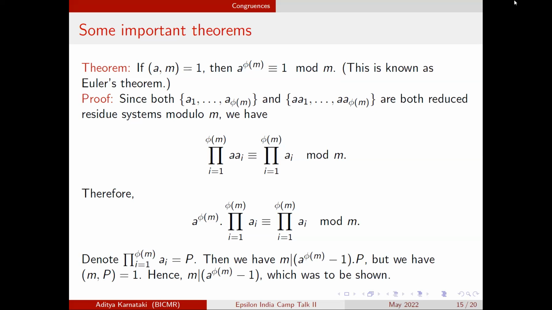So now, do you have all the proof, or do you want me to explain the other things as well? No, sir, I got it. Okay. So M divides A to the phi of M minus 1. Good so far.